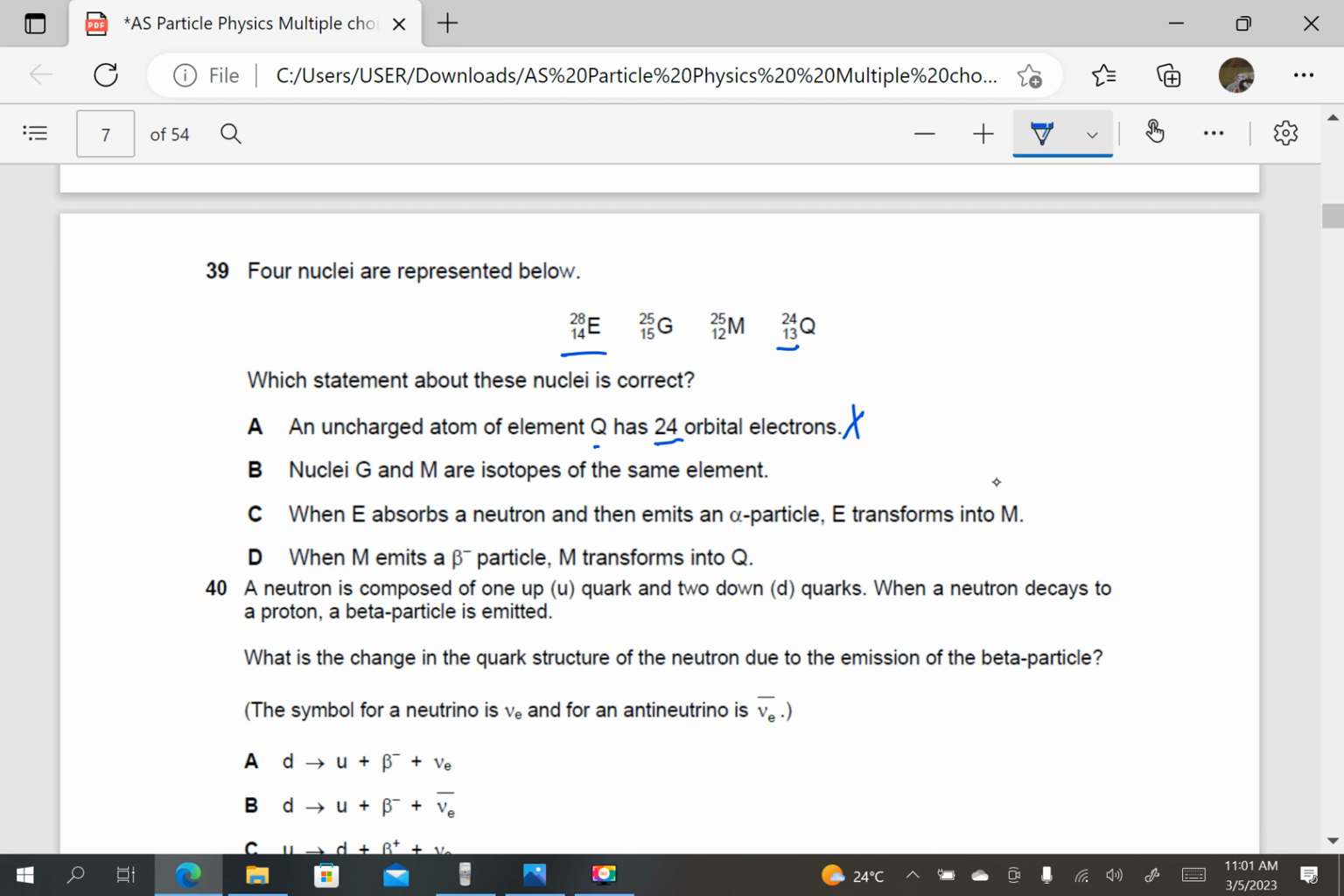G and M are isotopes? We look at proton number. G and M are not isotopes, because the proton number is different.